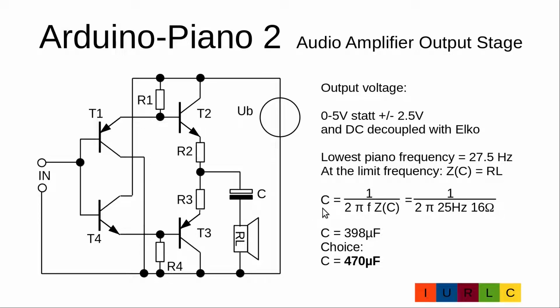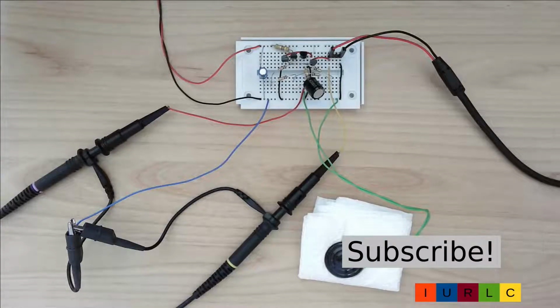So we get for the capacitance: 1 divided by 2π times cutoff frequency times impedance of the capacitor, which is 1 divided by 2π times 25 Hz times 16 ohm. So we get a capacitance of 398 microfarad, and the next bigger capacitor I have available is 470 microfarad. Here our measurement setup.